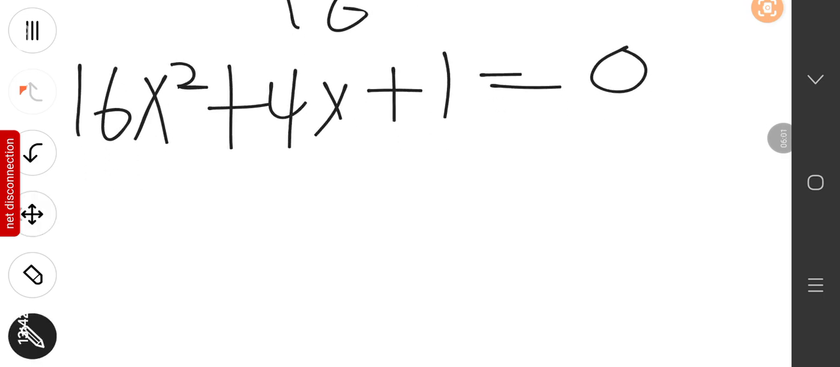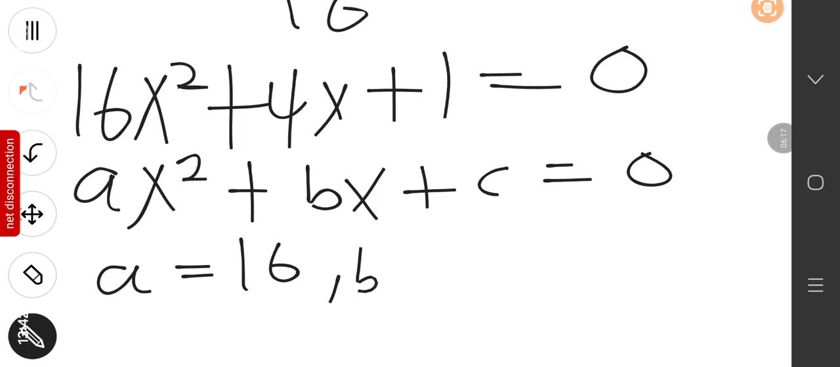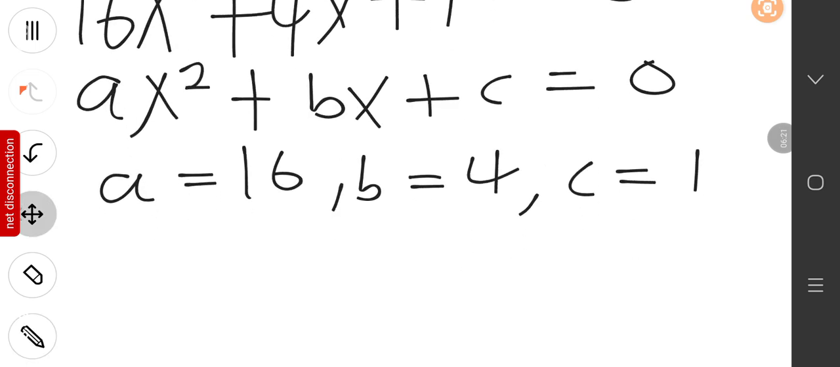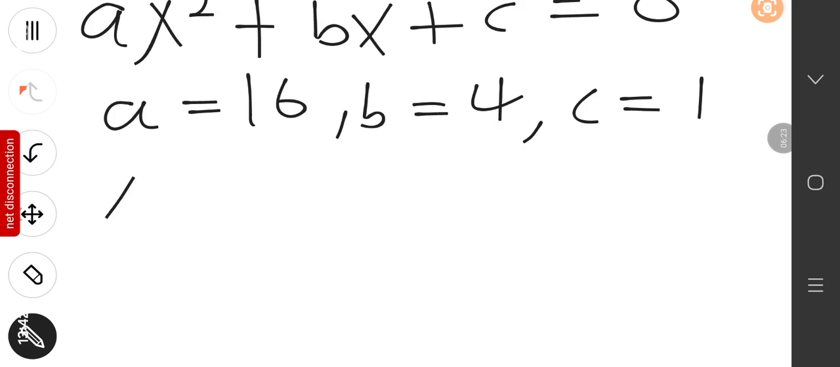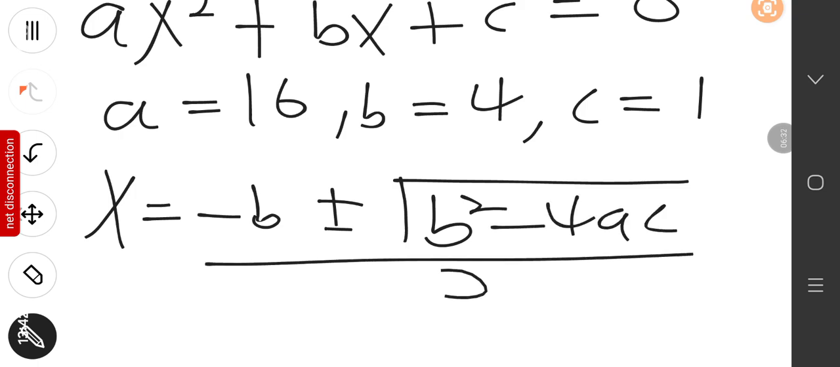Now before we apply the quadratic formula, let's state the expression in order to derive our parameters for the quadratic formula. So ax squared plus bx plus c equals 0. So a equals 16, b equals 4, and c equals 1. Okay, now let's state the quadratic formula. Now x equals minus b plus or minus the square root of b squared minus 4ac all over 2a.